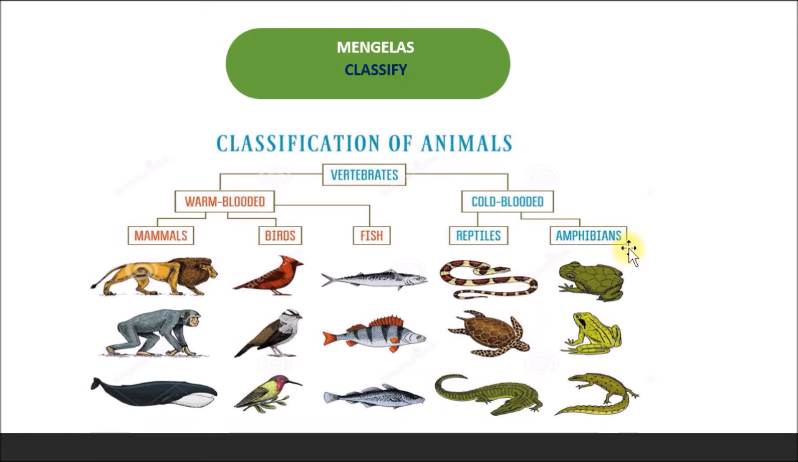And the last one is the group of amphibians. Okay, they are animals that live in two places, that are in the water and on land. Okay, these animals are in the group of amphibians. Okay, so as I said just now, you have to see their similarities in order to group them.